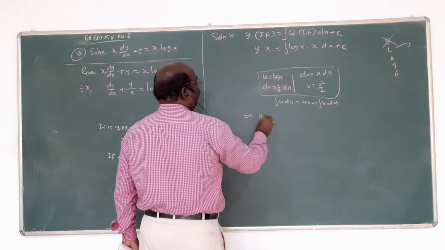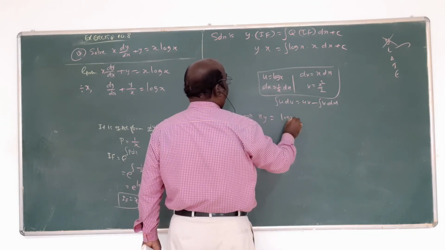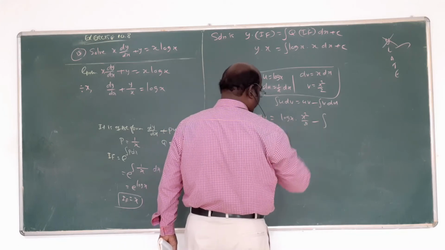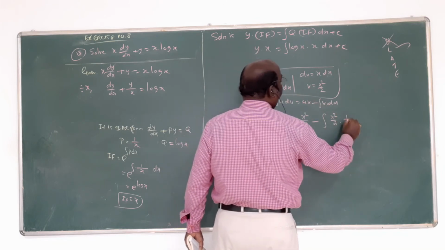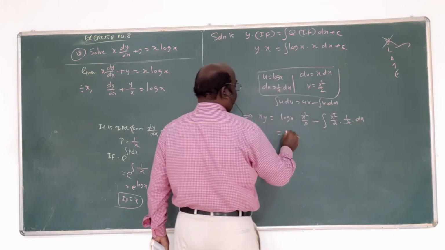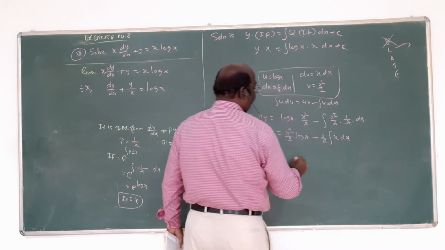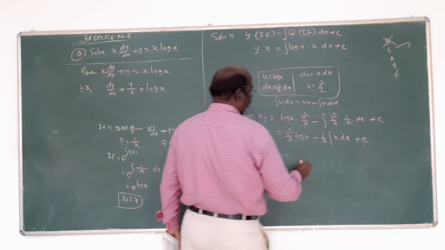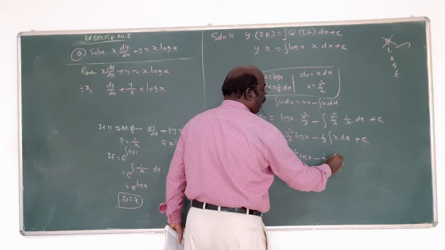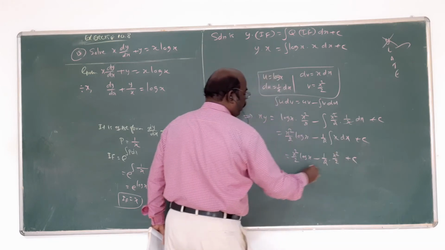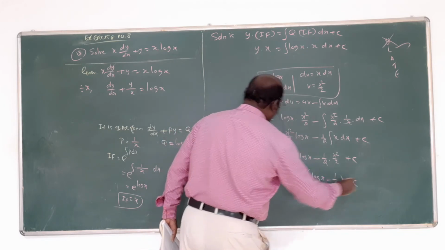Now, xy equal to, inside this one, what is the formula? uv, log x into x square by 2, minus integration of v du. v is x square by 2, du is 1 by x dx. This will cancel. So we get x square by 2 into log x minus 1 by 2 integral of x dx, plus c, always plus c. So x square by 2 into log x minus 1 by 2 into x square by 2 plus c. Out of these two terms, x square by 2 is common: x square by 2 into log x minus 1 by 2 plus c. This is the answer.